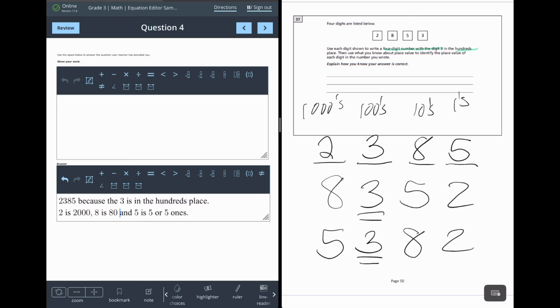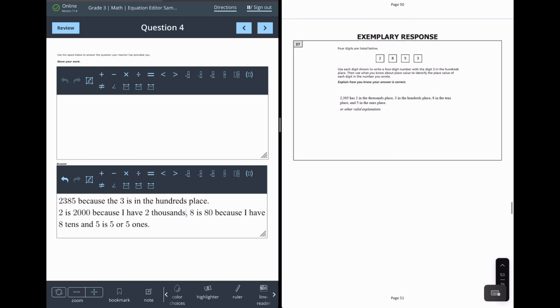All right, so I can put that. I could even go further. It's 80 because I have 8 tens. That works. And the 2 is 2,000 because I have 2 thousands. Okay, there's my answer. So let's see what other kids wrote. Someone wrote a very similar answer to mine.